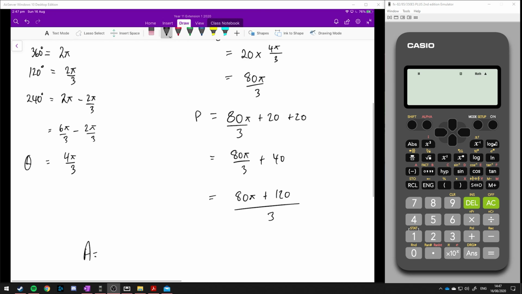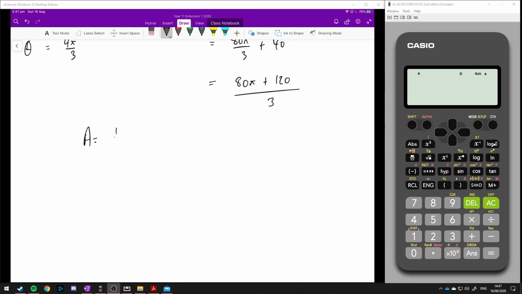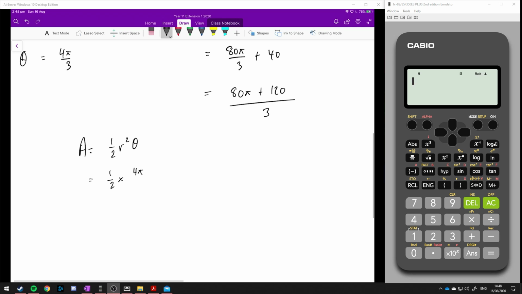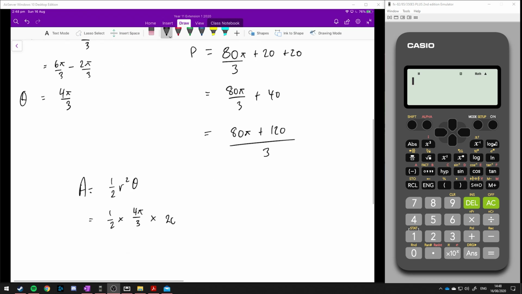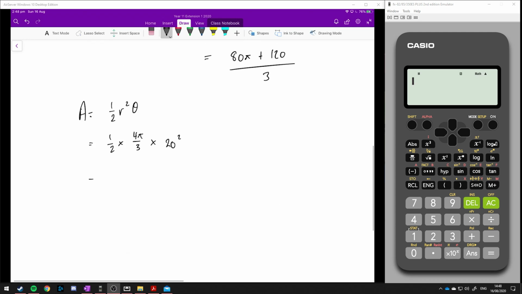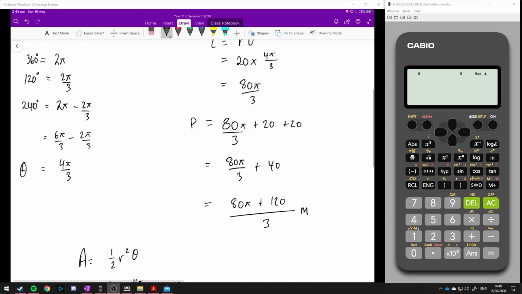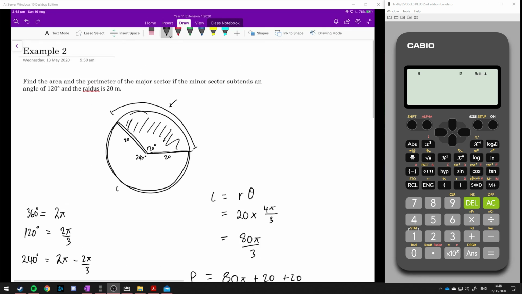Now the area for this one is exactly the same way as we did before. It's a half r squared theta. So it's a half times 4 pi on 3. We'll start with the angle first, because the fractions are easier to multiply, and then multiply it by 20 squared again. So 4 pi on 6 times 400, which is the same as 800 pi on 3. And that's in meters squared, and that one is in meters, I believe. Yes, it is. Okay, so there we go.